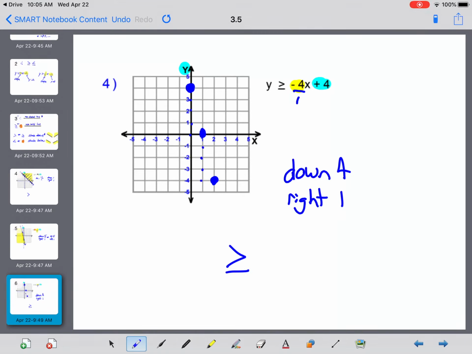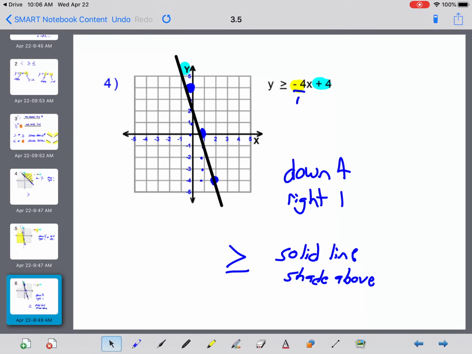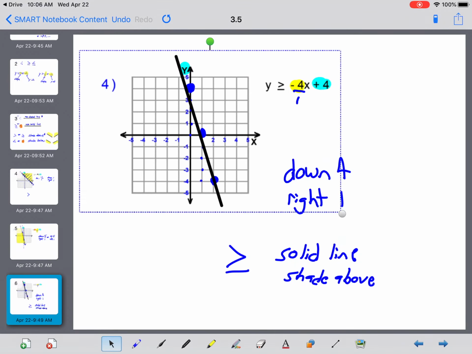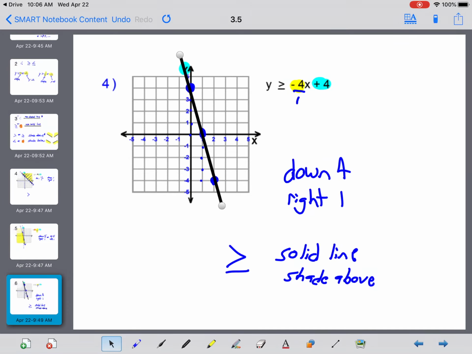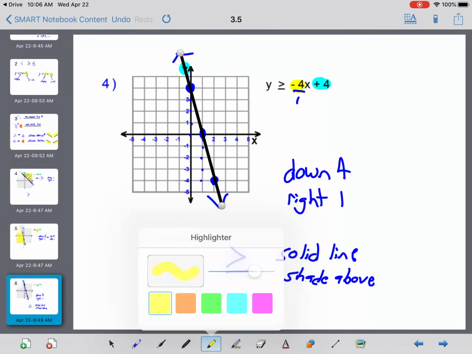And our symbol is greater than or equal to. Greater than or equal to is a solid line, and greater than means shade above. So first we'll connect with a solid line. It's a little off-centered there, let me fix that. There we go. Okay, put our arrows on the end, and we need to shade above.